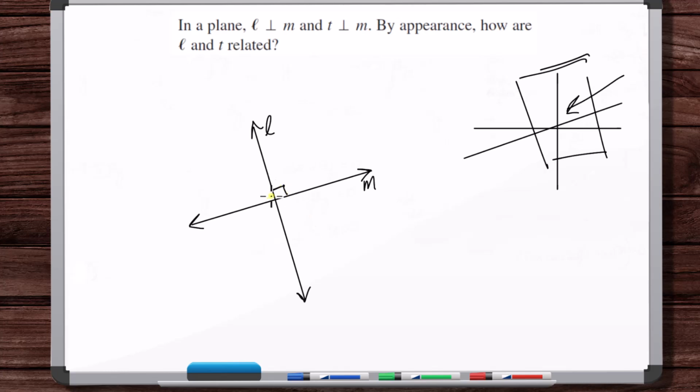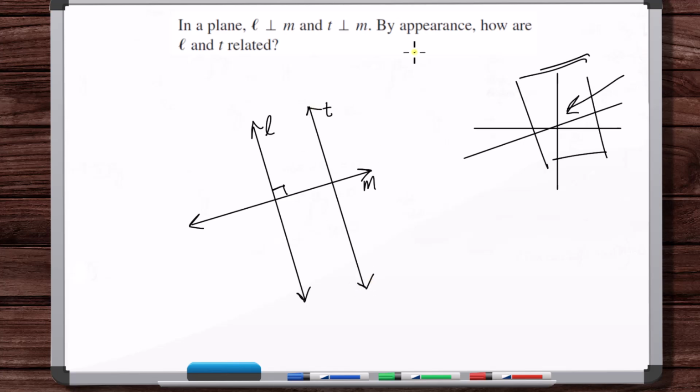It's just that if you're dealing with the idea of something being perpendicular in the context of proving a theorem or a proof, then you wouldn't put that box, because you're trying to be rigorous. But in general practice, you could put that box if you see perpendicular. Okay. So L is perpendicular to M, and T is perpendicular to M. So we'll do this.